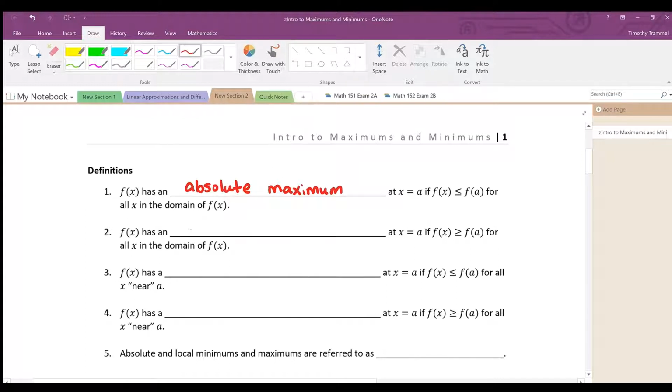And f of x has a blank at x equals a if f of x is greater than or equal to f of a for all x in the domain of f of x. And so what should go here then is we have some y value that is smaller than all the other y values, and we'll call that the absolute minimum.